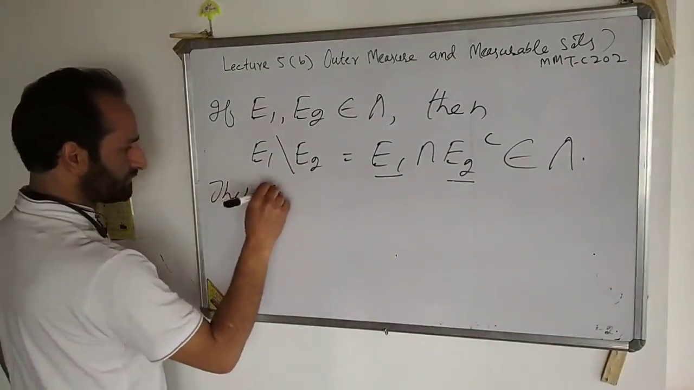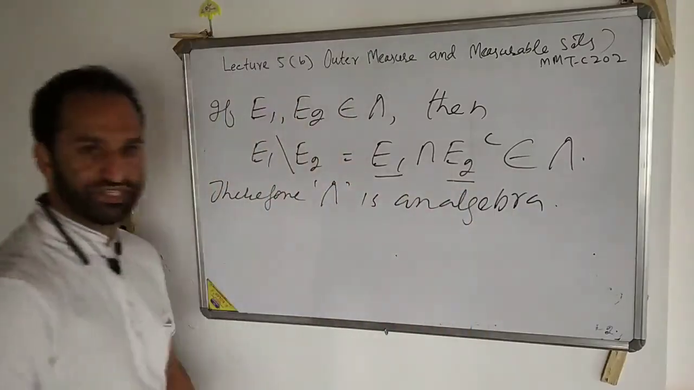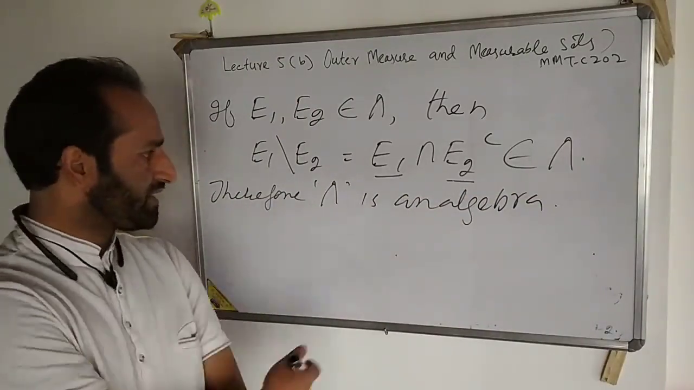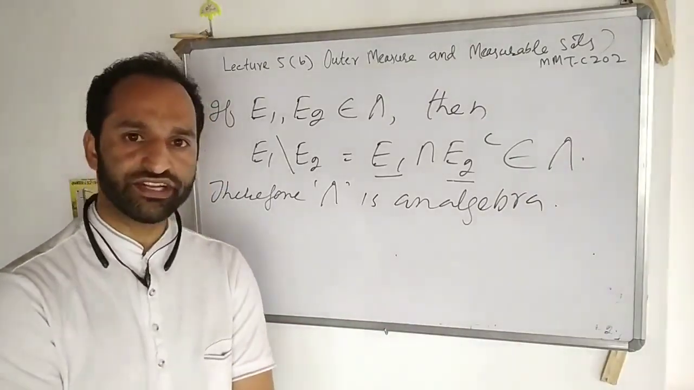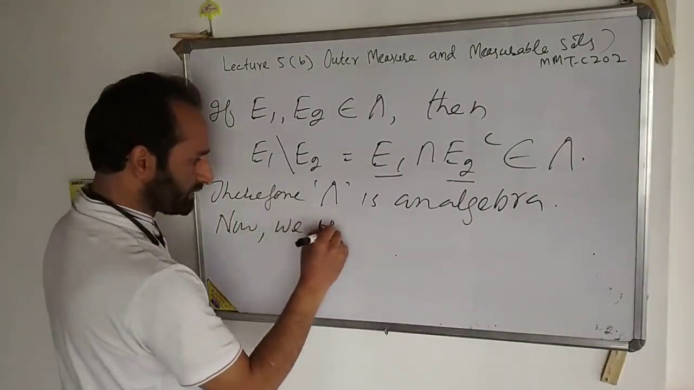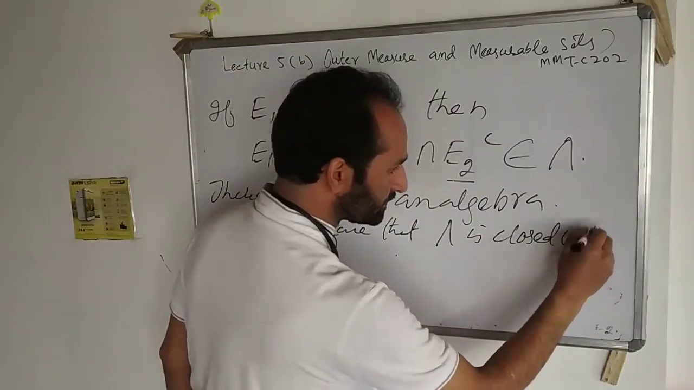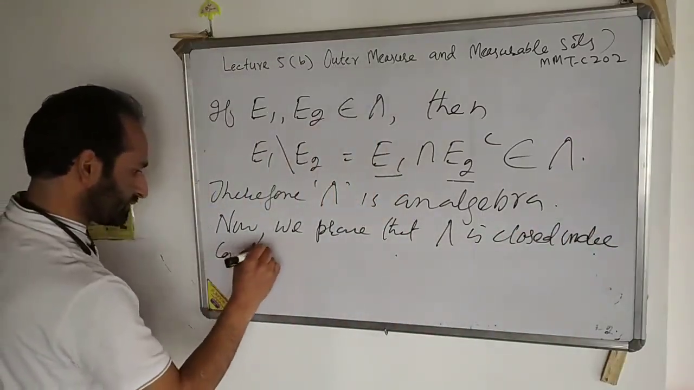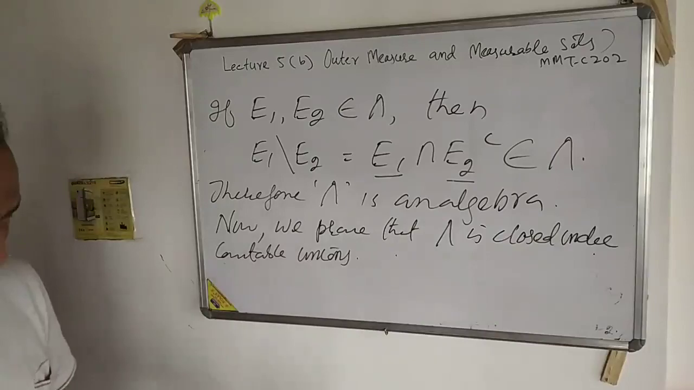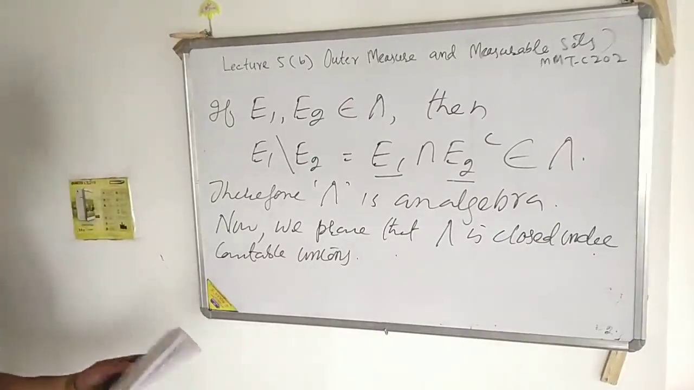Therefore lambda is an algebra. But we need to show that lambda is a sigma algebra. And we know that a sigma algebra is an algebra which is closed under countable union. So now we prove that lambda is closed under countable unions. For this we take a sequence of sets in lambda, and we'll show that their union is also a member of lambda. So let's take that sequence.